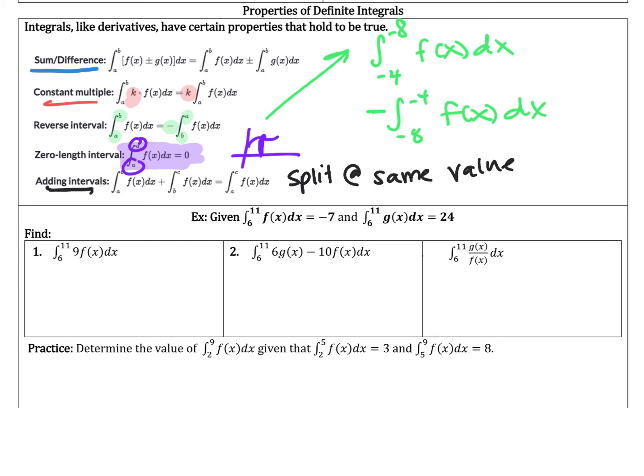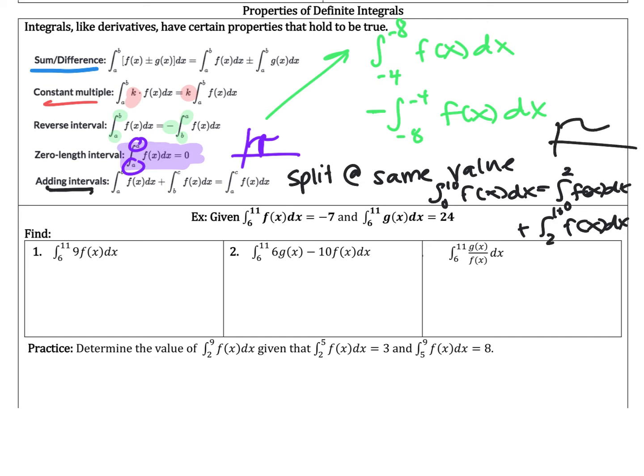So what this means is if I wanted to look at the integral from 0 to 10 of something, I could actually think about that as the integral from 0 to 2 plus the integral from 2 to 10. Because if I combine those two pieces, I'm going from 0 to 2 and 2 to 10, I'm still covering that whole area under the curve. And that should make sense because we're still looking at the whole area from point A to point B.